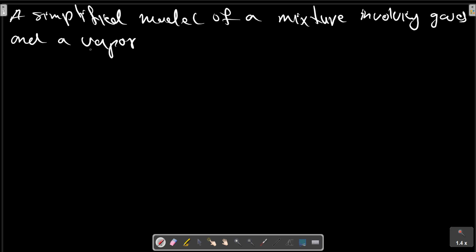Let us now consider a simplification, which is often a reasonable one, of the problem involving a mixture of ideal gases in contact with the solid or liquid phase of one of the components. The most familiar example is a mixture of air and water.